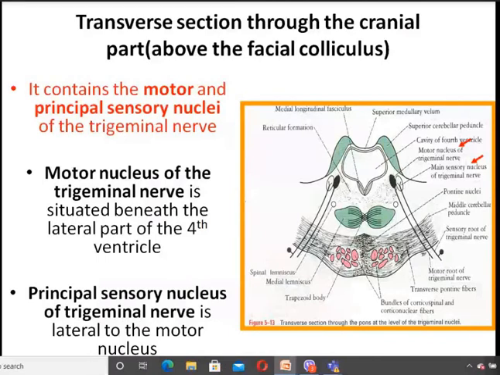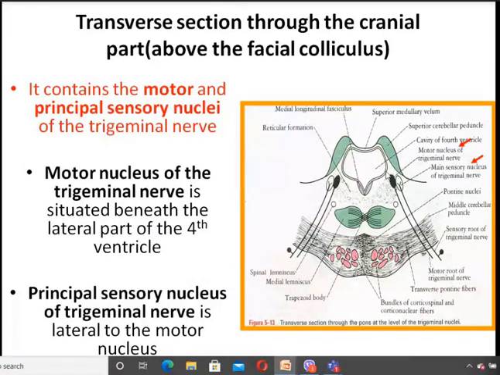So the motor nucleus of the trigeminal nerve is this, and this one is the sensory nucleus of the trigeminal nerve. The trigeminal nerve has a motor nucleus, a principal sensory nucleus, a spinal nucleus and a mesencephalic nucleus. So they are the nuclei of the trigeminal nerve that form the fifth cranial nerve. The motor nucleus is situated beneath the lateral part of the floor of the fourth ventricle, and the principal sensory nucleus is lateral to the motor nucleus. So motor medially and sensory laterally.